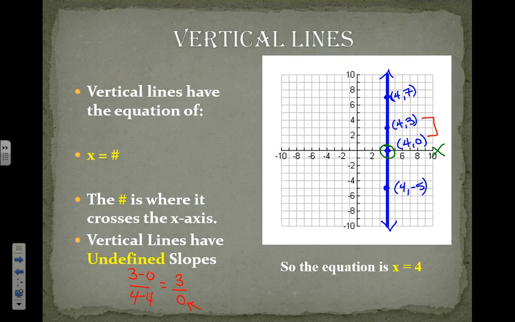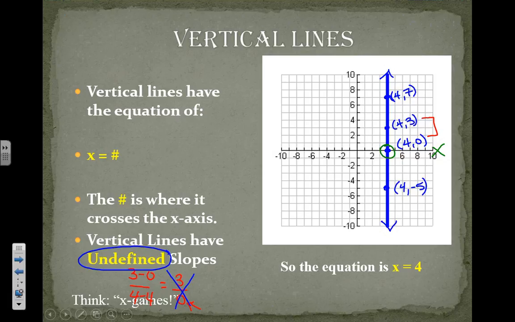I often say we're mathematicians, not magicians. So because of that, we can never divide a number by 0, which is why the slopes of vertical lines will be undefined. So horizontal lines have slopes of 0. Vertical lines always have undefined slopes, and their equations are x equals a number.